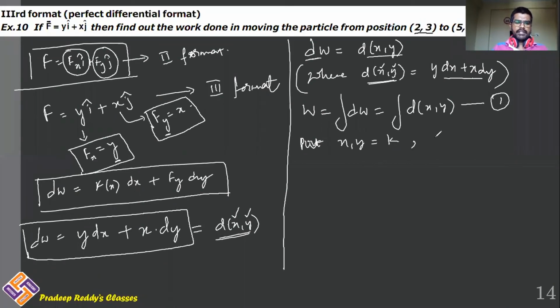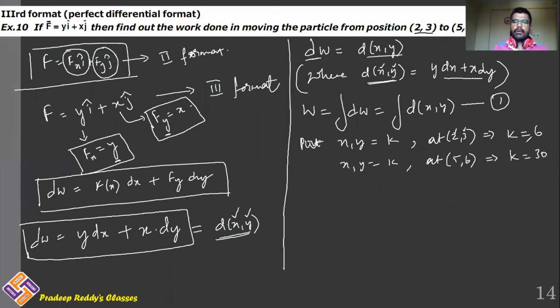If x comma y is equal to k at 2 comma 3, what do you get for k? K is equal to 6, because x is equal to 2 and y is equal to 3. I can just substitute x is equal to 2 and y is equal to 3. 2 into 3 is equal to 6. So k will be equal to 6. Similarly, x comma y is equal to k at the next point, which is given as 5 comma 6. This gives you k is equal to 30.